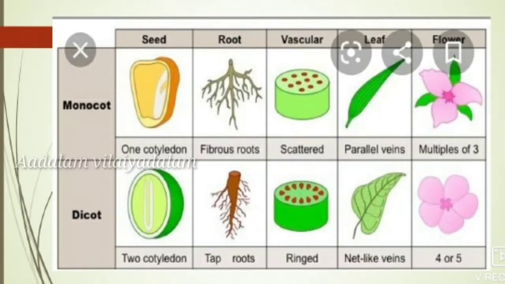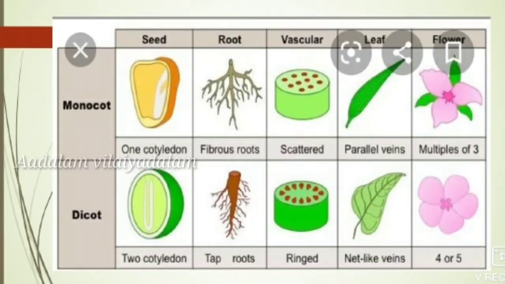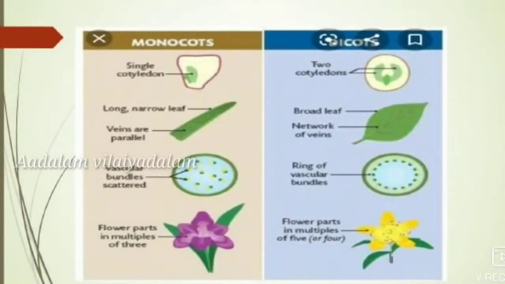And flowers: the petals of flowers are tetramerous and pentamerous in dicotyledon plants, and trimerous in monocotyledon plants. That is, monocot plants contain 3 petals, but dicot plants contain 4 or 5 petals. And in dicotyledon plants, pollination occurs by insects, but in monocotyledon plants pollination occurs by wind. And next we will discuss taxonomy.